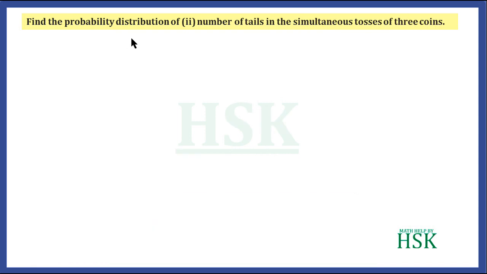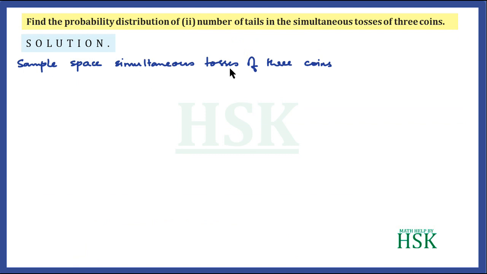Now moving to the second part of the same question. In this part we have to find the number of tails in the simultaneous toss of 3 coins. To solve this question, first of all we are going to consider the sample space of the simultaneous tosses of 3 coins. We have taken 3 coins and we are tossing them.